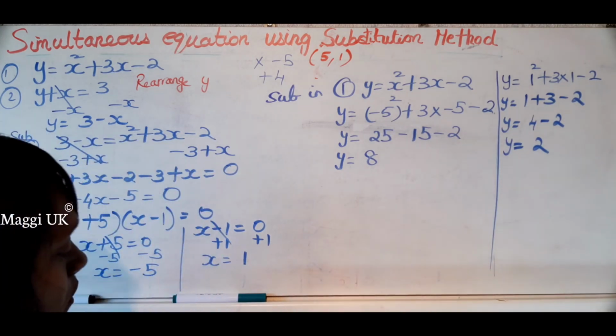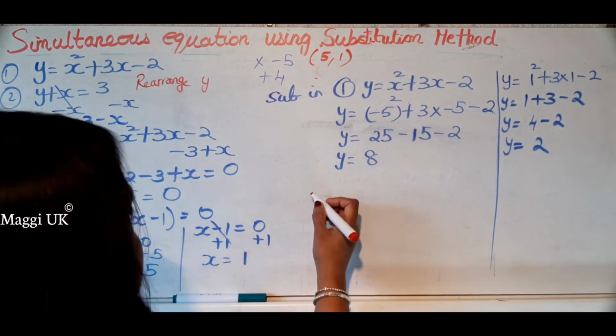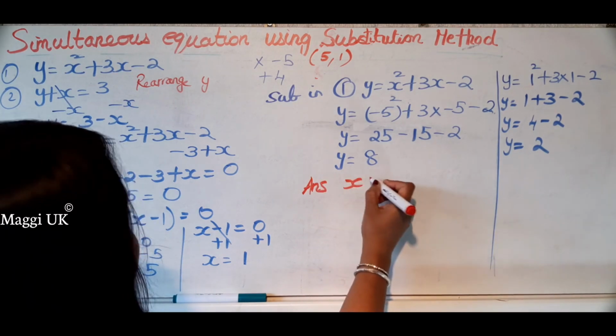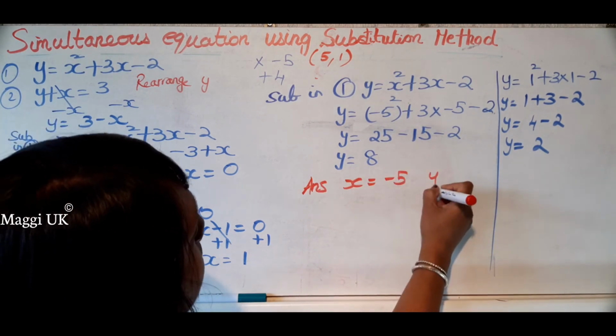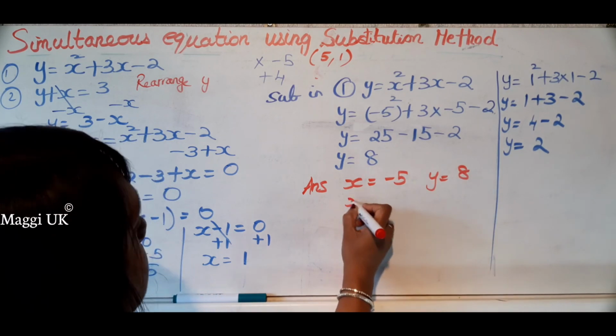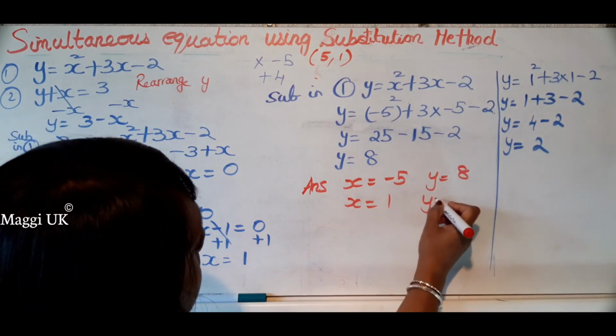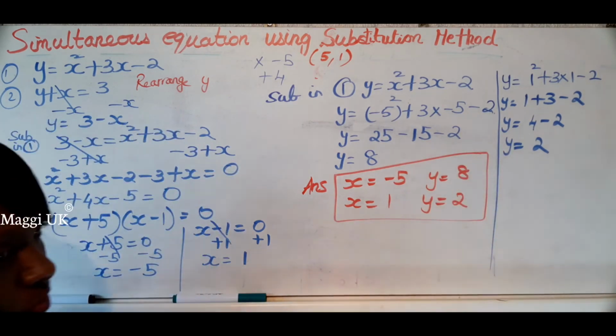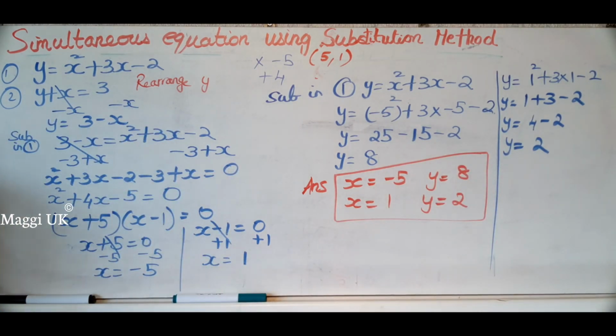If you see, your answer has two values for x and two values for y. When x equals minus 5, your y value is 8. When x equals 1, your y value is 2. So hope you got this one. Well done.